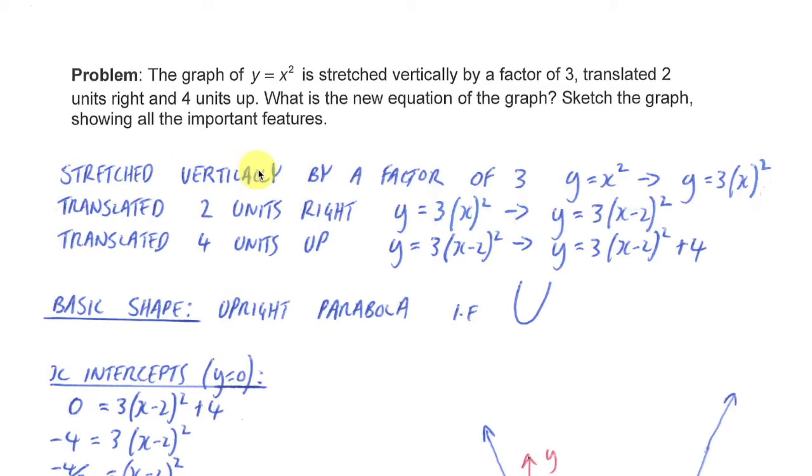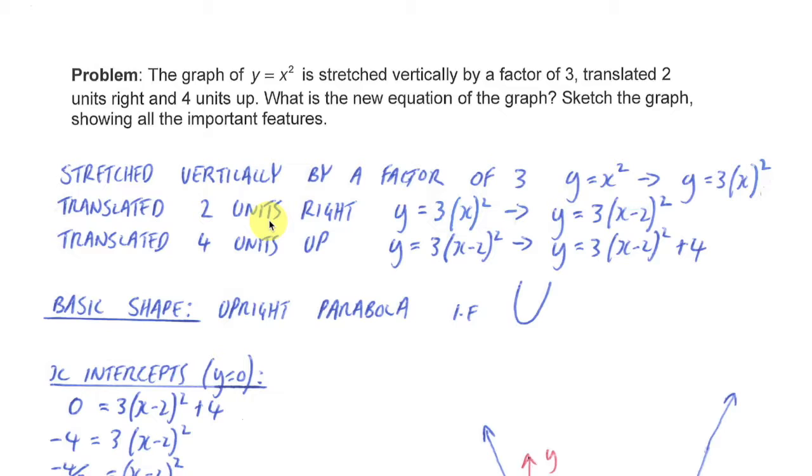So firstly, stretch vertically by a factor of 3. So here what the effect is going to be is on the y values. Every y value will be multiplied by 3. So the general rule y equals x squared is going to become this: y equals 3 lots of x squared. Notice I've just put this x in a bracket, and you'll see why in our next step.